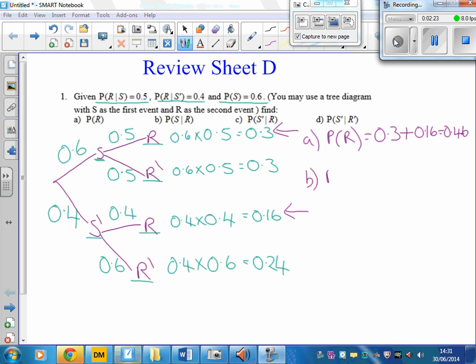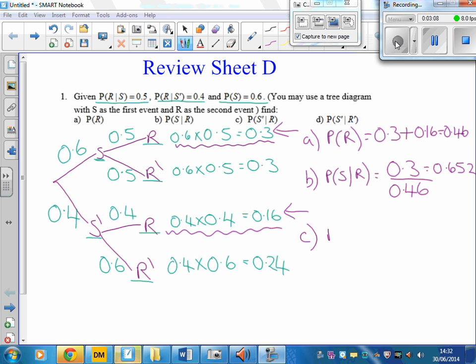Part B, the probability of S happening given that R has happened. Well, we've got the two probabilities worked out when R has happened, the 0.3 and R happening here, which is 0.16. So the total probability for R happening, as we've already worked out, is 0.46. We want S to happen, so S will only happen 0.3 out of 0.46, which gives the probability of 0.652. What we want divided by what it's out of.